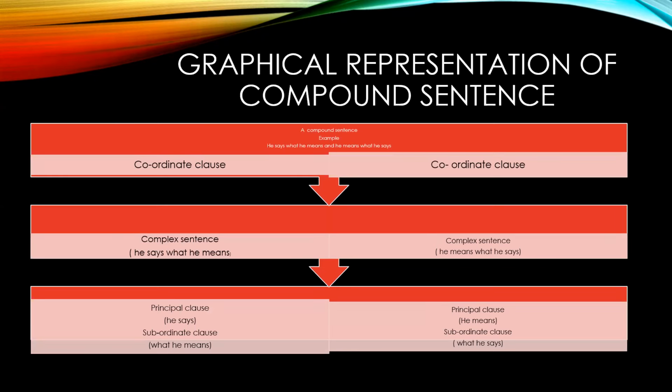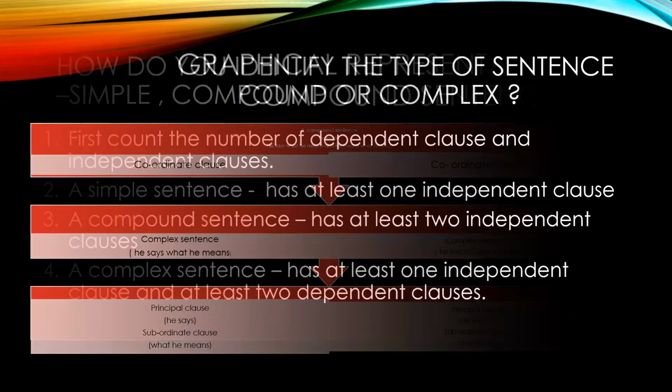Now look at this compound sentence: "He says what he means, and he means what he says." In this sentence, both are coordinate clauses. If you divide and see, "he says what he means" is a complex sentence because "he says" is a principal clause, and "what he means" is a dependent or subordinate clause. The other part, "he means what he says", is also a complex sentence. "He means" is the principal clause, and "what he says" is the subordinate clause.